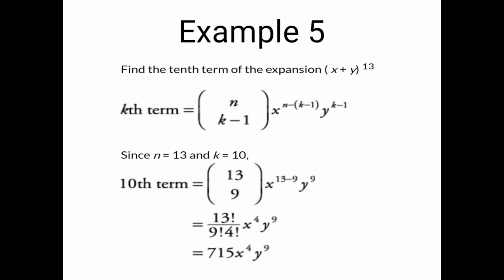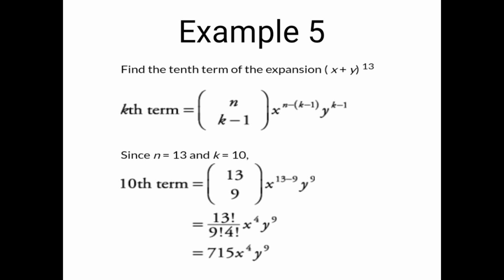Example 5. Find the 10th term of the expansion (x plus y) raised to the power 13. From the formula, the kth term is given as n combination (k minus 1) times x raised to the power n minus (k minus 1) times y raised to the power k minus 1. Now since n is 13 and k is 10, we substitute, and we're going to have that the 10th term gives 13 combination 9 times x raised to the power 13 minus 9 times y raised to the power 9.